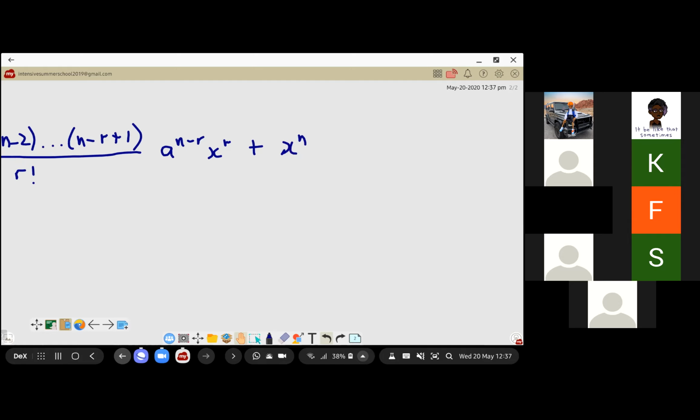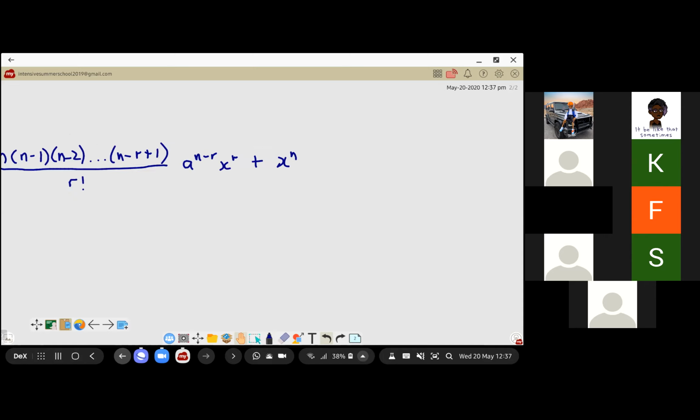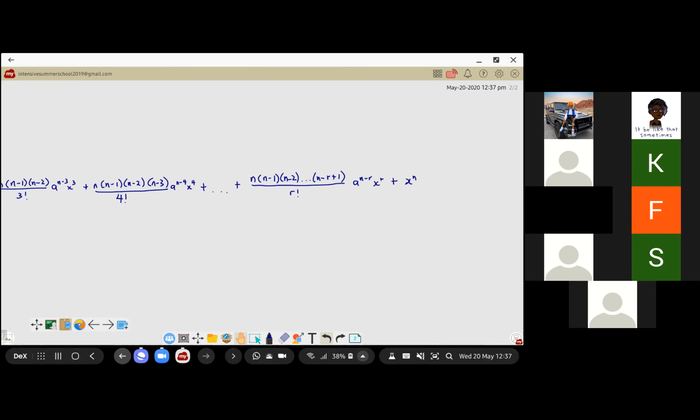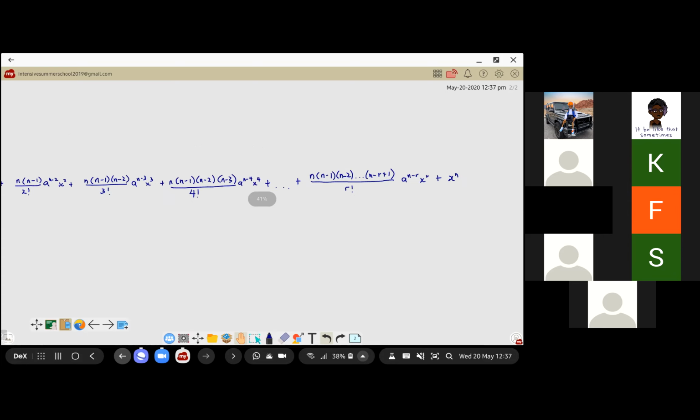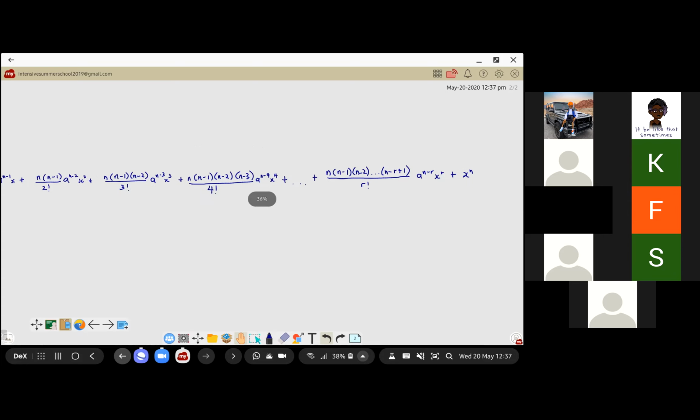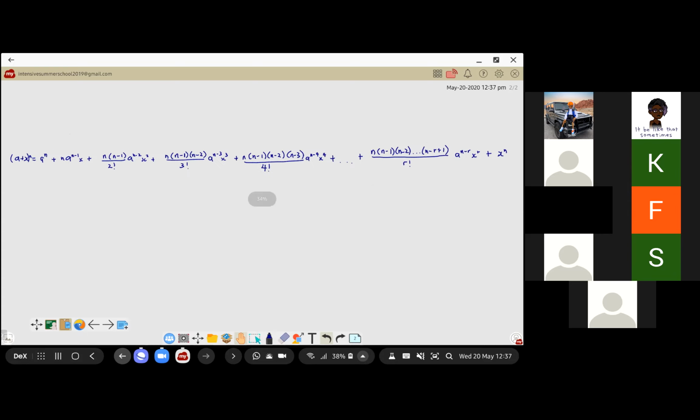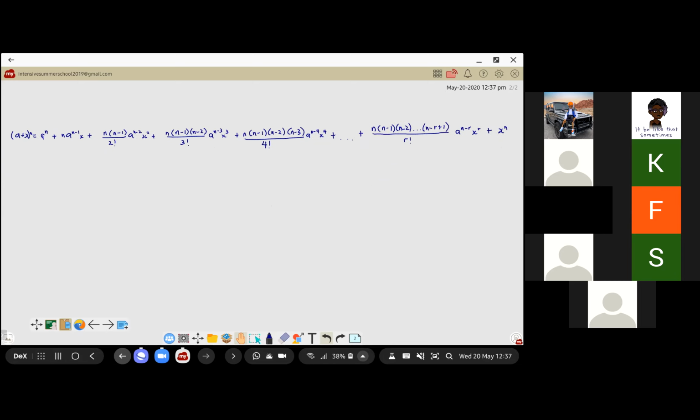Now I want you to compare this with what is in your book. Compare this with what is in your book, page 191, binomial theorem.